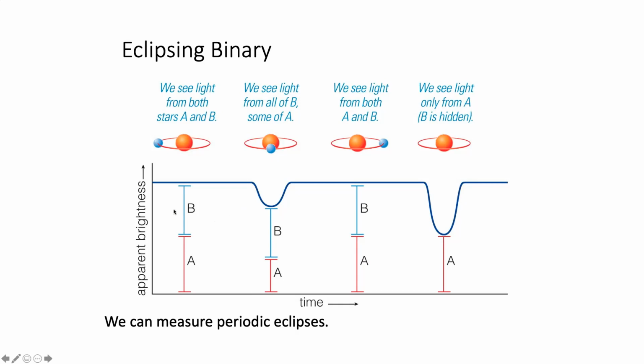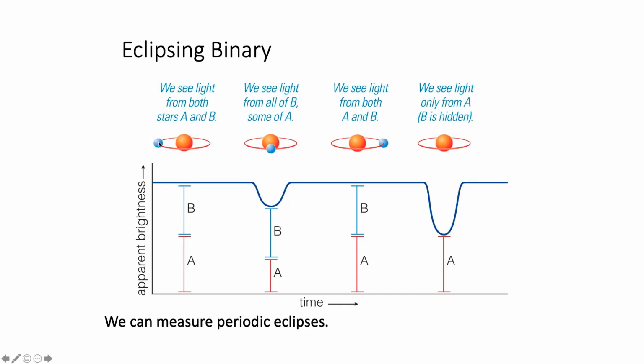And this is a graph plotting something very similar, right? We're looking at time on the x-axis and apparent brightness on the y-axis. Let's look underneath each picture and make sense of what we're seeing. In the first image, we have star A, the orange one, and star B, the blue one. From our Earth perspective, we would be detecting the full brightness of both stars, and that's what we're seeing here.